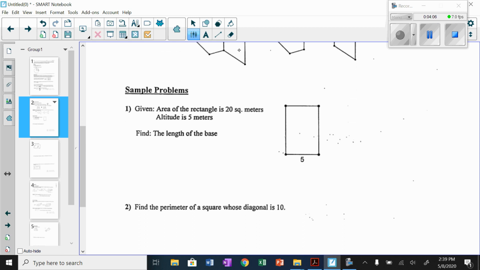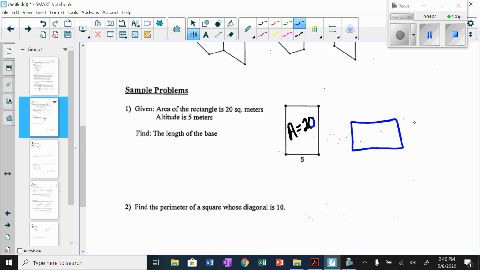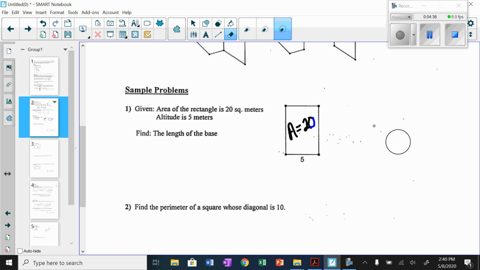All right, let's do a sample problem. It says the area of the rectangle is 20 square meters. So the area is 20 meters squared. The altitude is 5. Now you might be saying, oh, shouldn't the altitude be here? Shouldn't that be 5? Honestly, it doesn't matter for a rectangle which one you call the base and which one you call the height, because if you were to take this rectangle and just rotate it, there's your 5, so there's your height. So it really doesn't matter in a rectangle which one is the base, which one's the height, because every single time the edges meet, they make right angles. So any one of these sides could be considered the height.